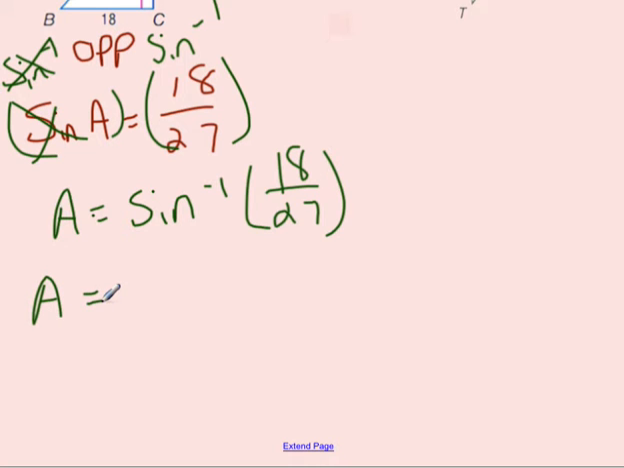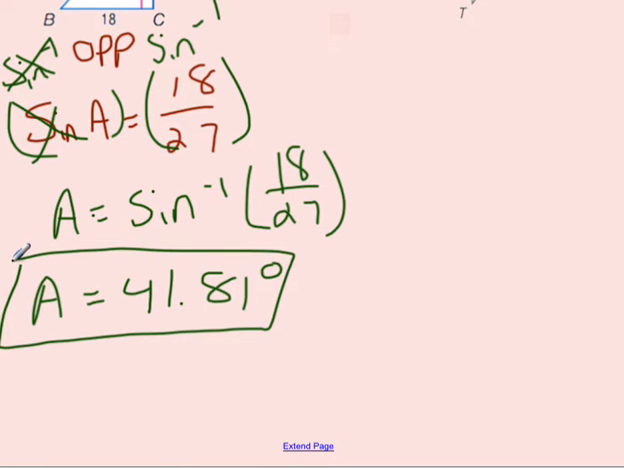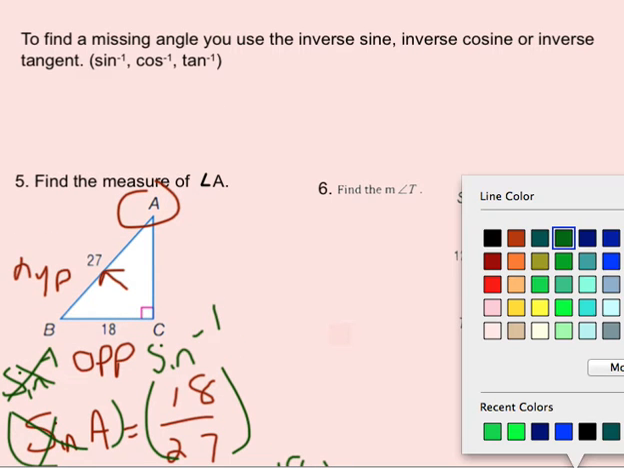Make sure you're doing it right. You should have gotten 41.81, and we're going to label that degrees. Okay, we want to label degrees because A represents an angle within that triangle. So it's 41 degrees. Now let's take a look at this guy over here.